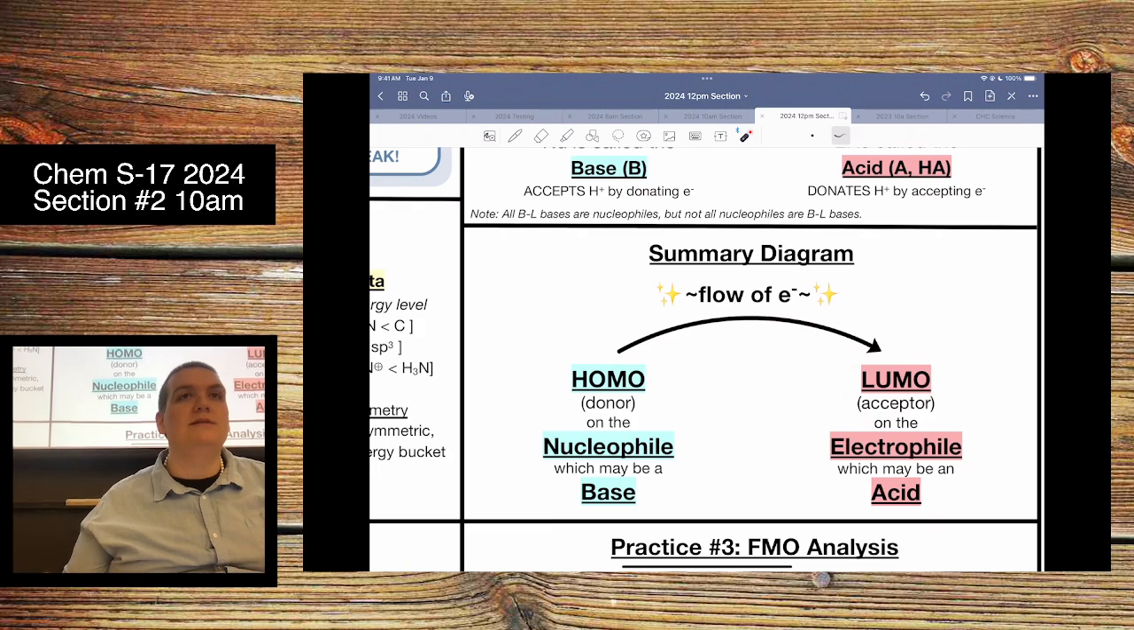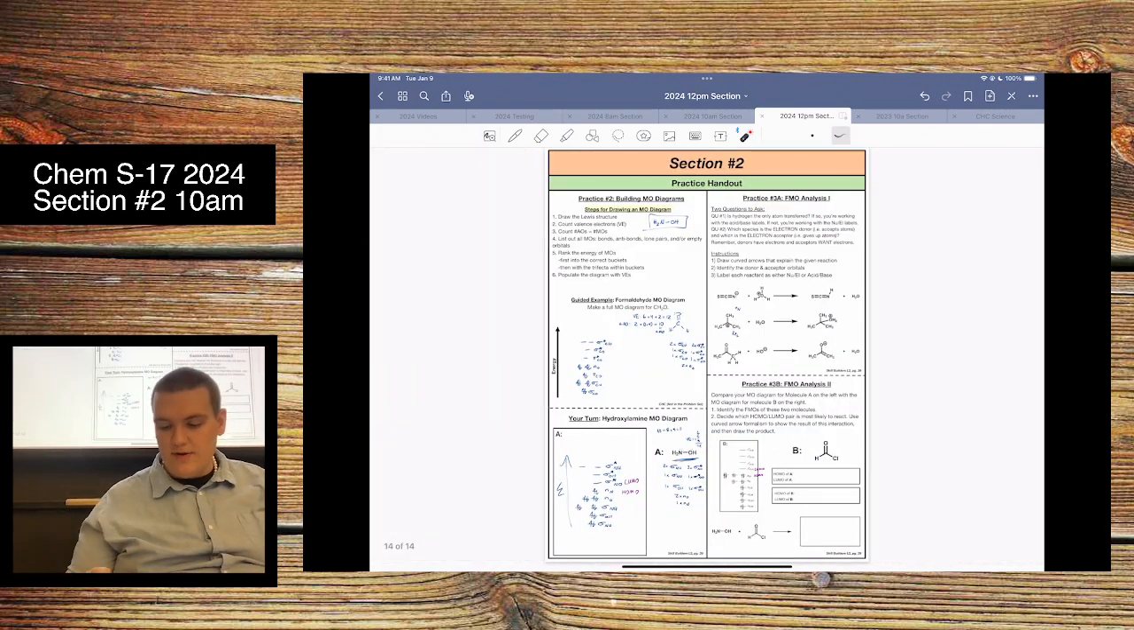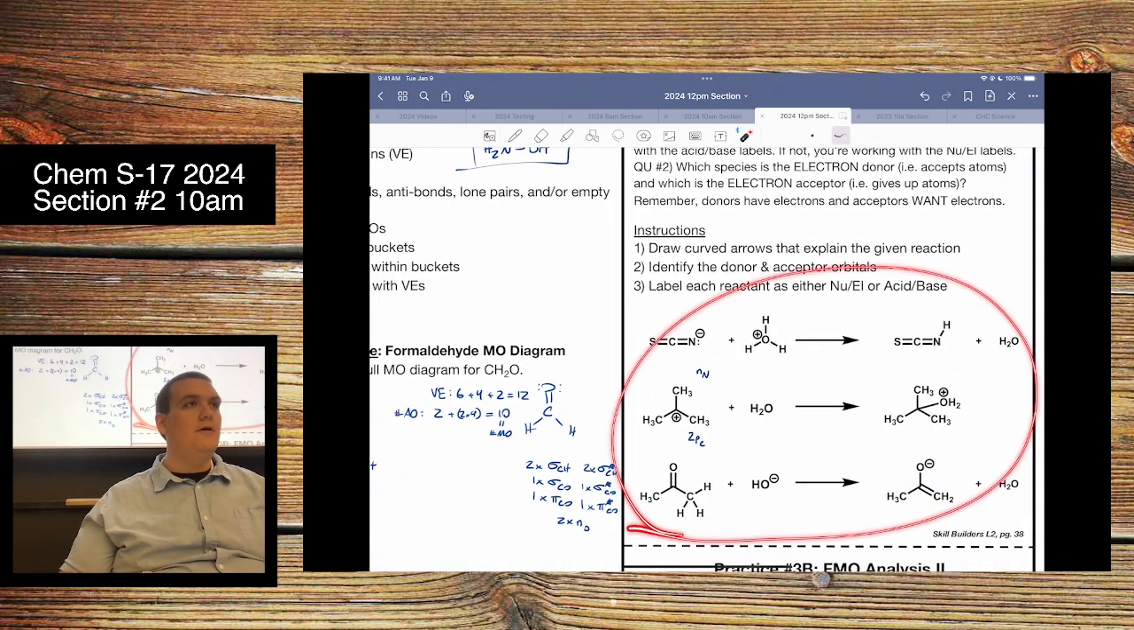That's a lot of information. Let's put it into practice with an example here. This is from one of the skill builders, page 38, where basically it's asking you to draw some arrows and to identify base, acid, or nucleophile, electrophile.